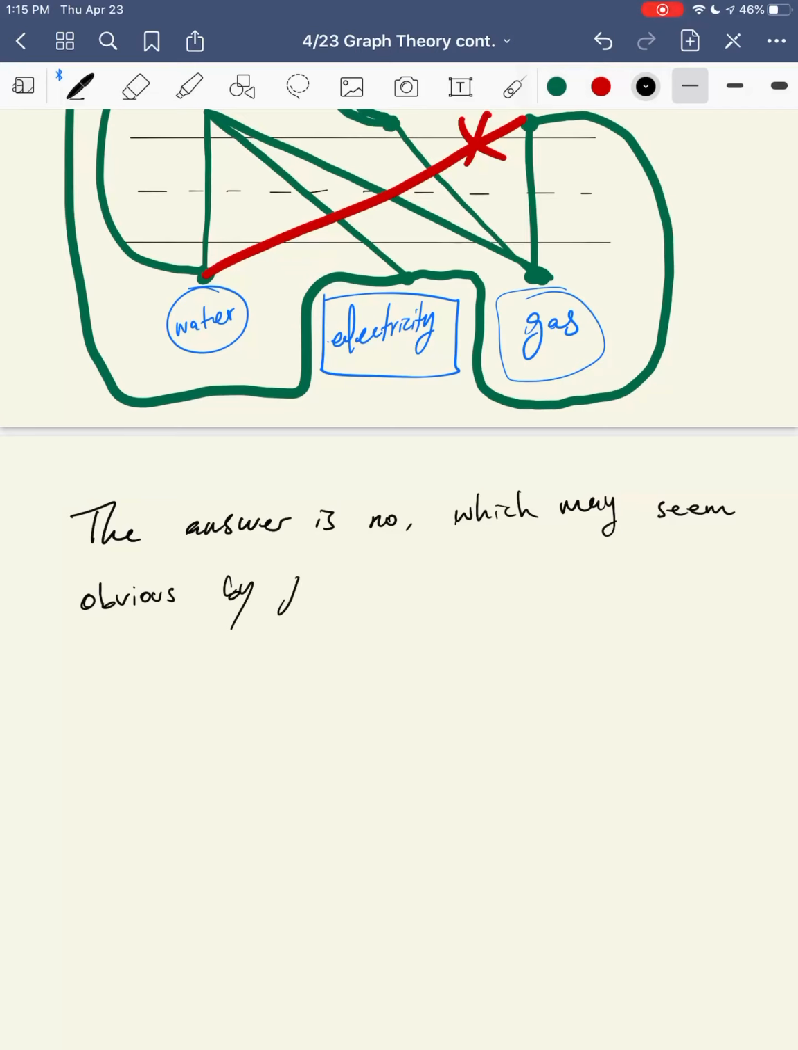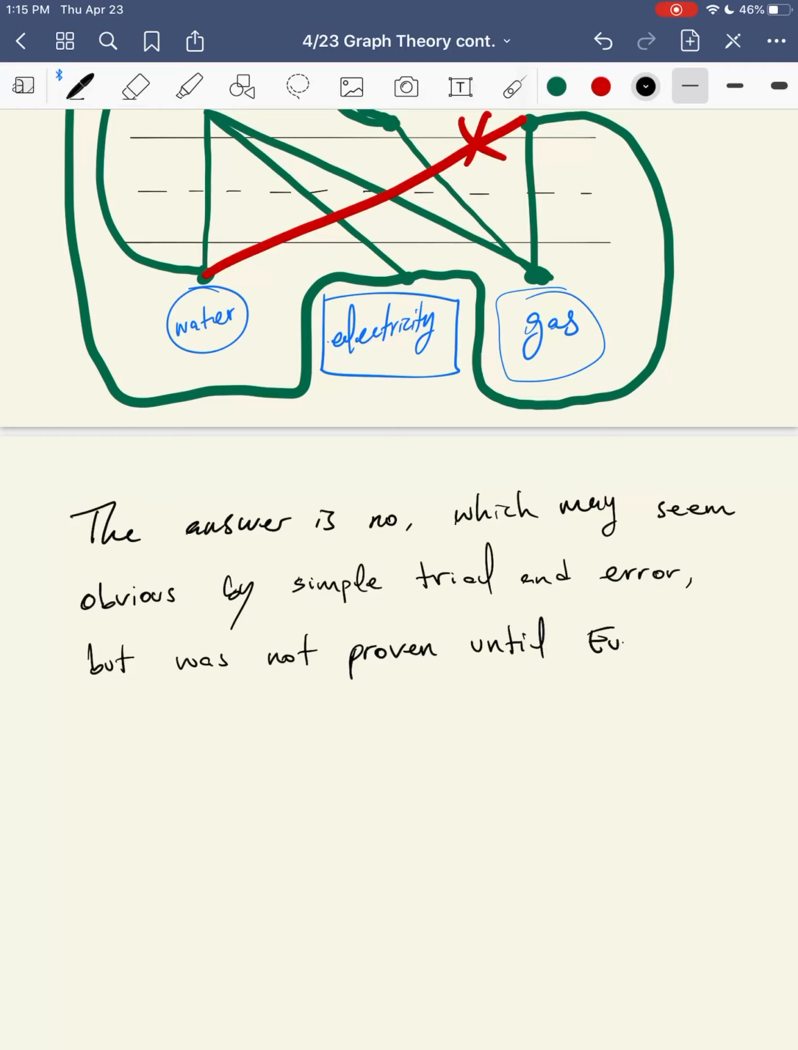By just simple trial and error, but was not proven until Euler gave a formula. And I won't get into all of that. The formula is that the number of vertices minus the number of edges plus the number of faces is equal to 2. So I just won't even get into that. But you can look up, it's literally called Euler's formula if you want to look it up and find out on your own.